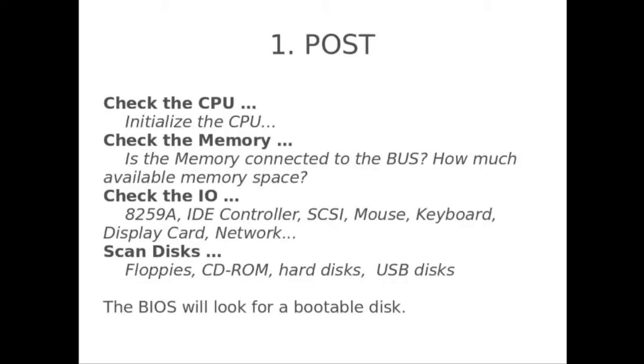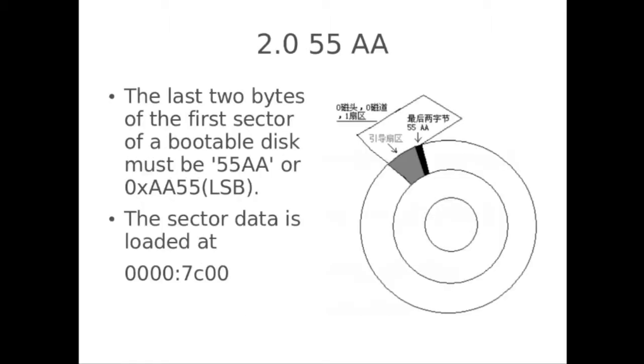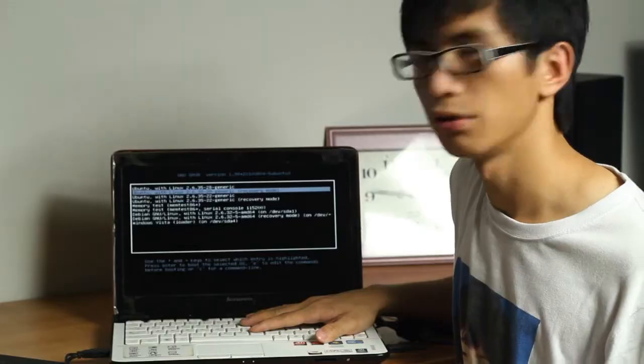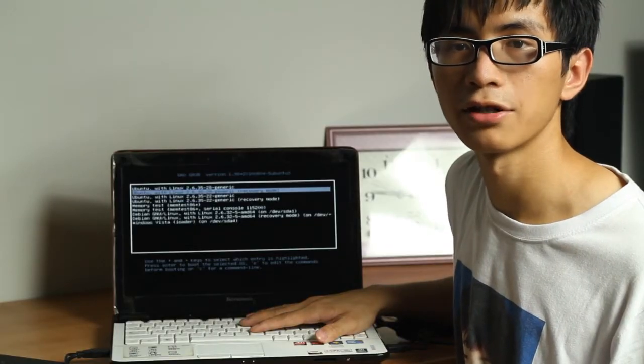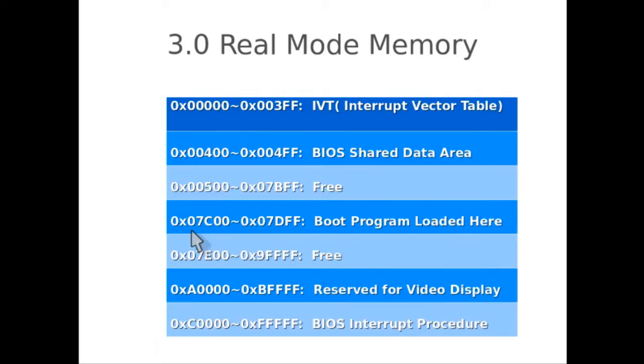Generally, the last thing to do is scanning the media, floppies, CD-ROM, hard disks, USB storage, to look for bootable media. This process is done by loading the data of the very first sector of the media. Check whether the last 2 bytes are 55AA. 55AA is a flag that means this media is bootable. You may know that one sector consists of 512 bytes. The BIOS loads it into memory at 0x7C00, then executes the code.